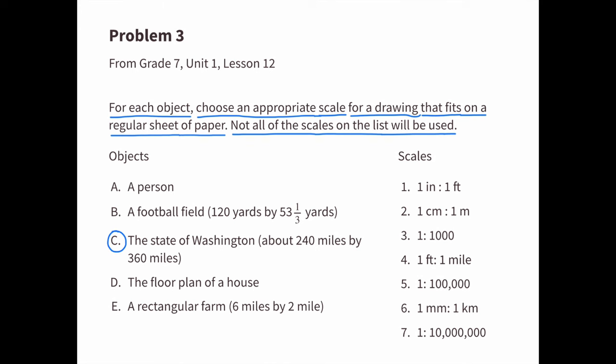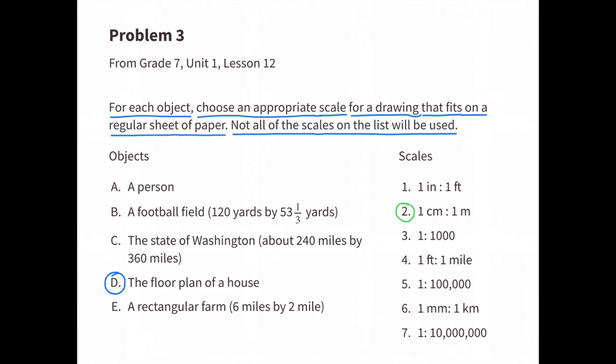C. The state of Washington, which is about 240 miles by 360 miles. Since 360 miles is almost 2 million feet, and one piece of paper is almost a foot long, I'm going to pick 7, a scale of 1 to 10 million. D. The floor plan of a house. For a floor plan of a house, I would pick a scale of 1 centimeter to 1 meter.